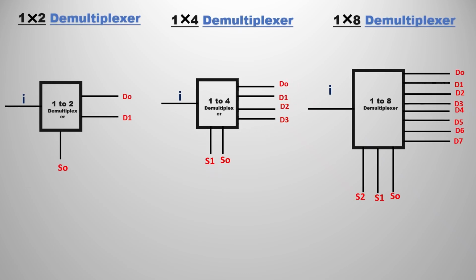According to that we have many demultiplexers: 1 cross 2 demultiplexer, 1 cross 4 demultiplexer, 1 cross 8 demultiplexer. Here 1 means the input and the 2 or 4 or 8 represents the outputs. I hope you can relate this with the multiplexer. And the select lines are also increasing. The first one has S0, then S0, S1, that is 2, then S0, S1, S2, that is 3, and next 4 select lines, that is 1 cross 16 demux.